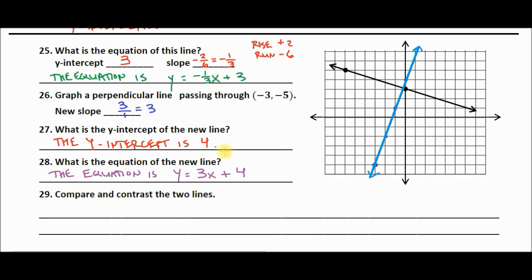The only other thing I can think of that you might write here is that you know these two lines are perpendicular, and that means they meet at a right angle. So maybe somewhere in your compare and contrast you can put on there, these two lines have opposite reciprocal slopes, so they meet at a 90-degree angle, or they are perpendicular. And that is the end of the notes.